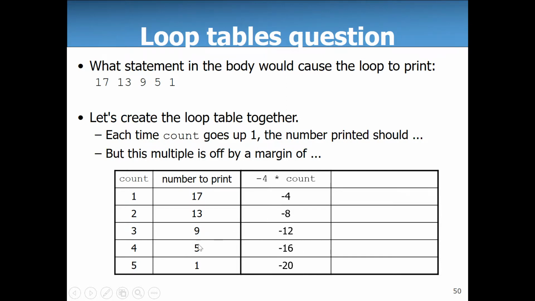But if we look at them, the difference between 1 and 21, -20 and 1, that's -21. The difference between 5 and -16 is -21, right? All these are off by a grand total of -21. Well, off by positive 21, rather. So if we do 4 times count, and then add 21 to our end total, we get the values we're looking for.